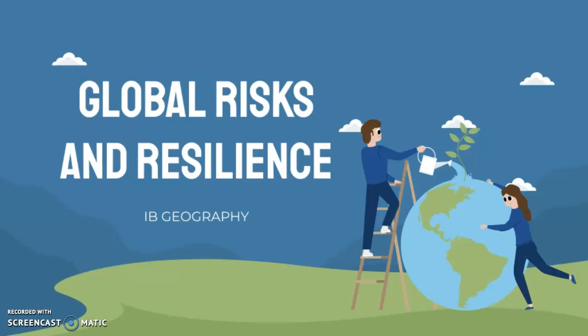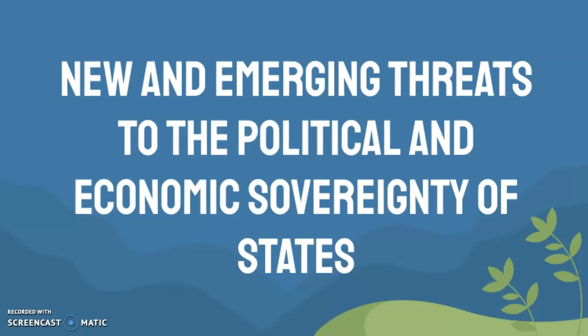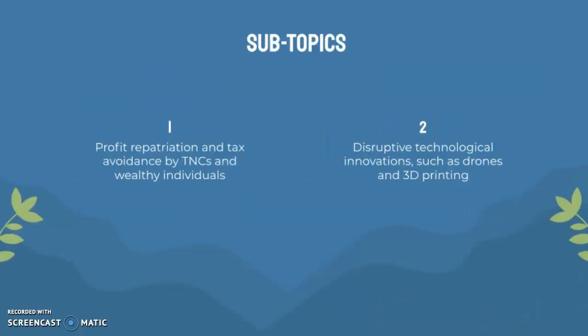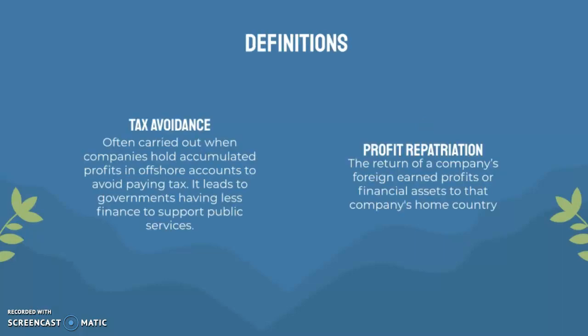Okay, so this is Global Risks and Resilience for IB Geography on new and emerging threats to the political and economic sovereignty of states. The subtopics are profit repatriation and tax avoidance by TNCs and wealthy individuals, as well as disruptive technological innovations such as drones and 3D printing. So, first of all, definition.